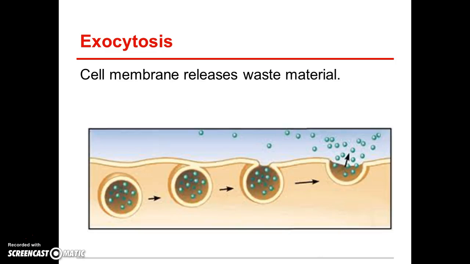All right, so endo is bringing in material. Exocytosis, exo, exit, is how things leave. So here's a vesicle that's floating around inside the cell, and it attaches to the cell membrane, it breaks apart, and then releases what was inside of it. So exocytosis is materials exiting the cell. And that is it.